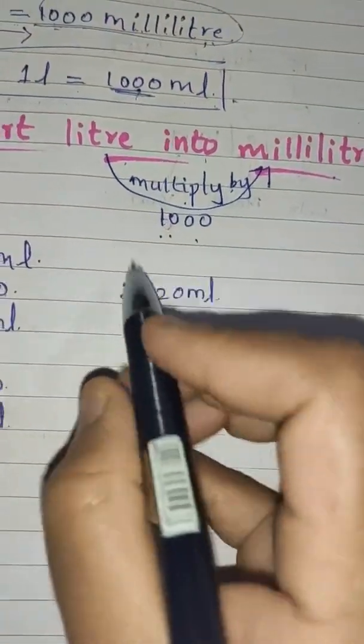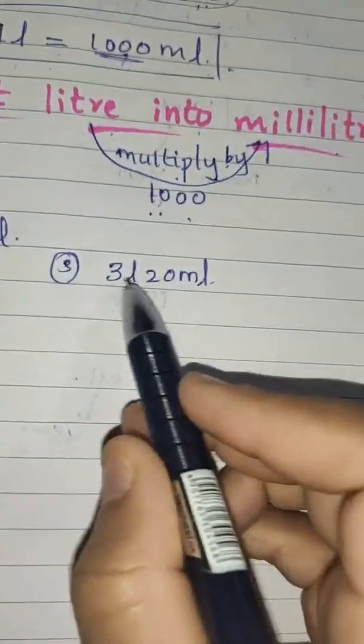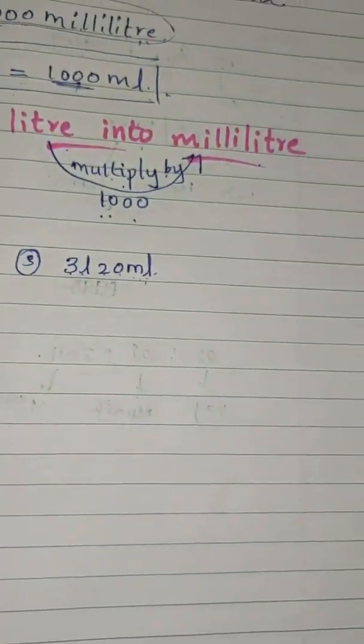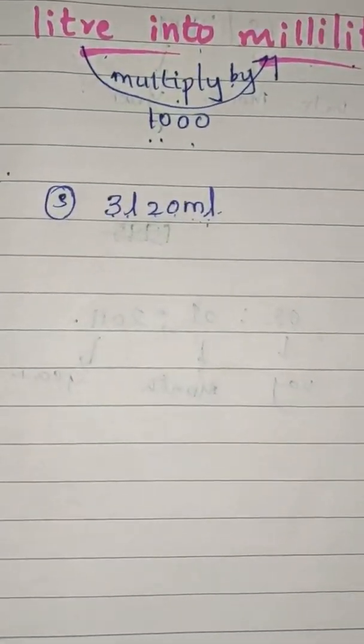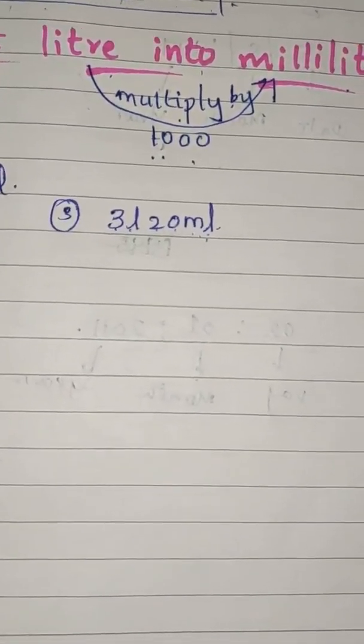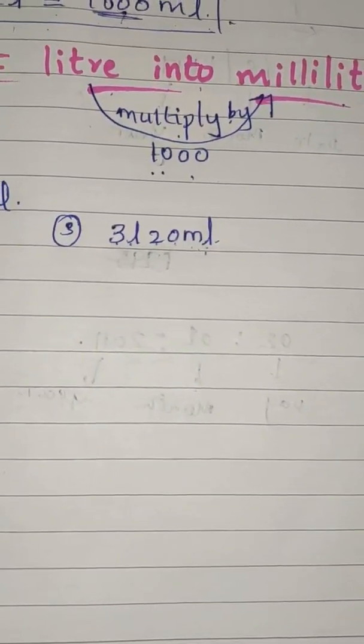Now there is one more example. Can you see this one? 3 liter, 200 milliliter. You have to convert this into milliliter. What are you going to do? You have done this in the case of weight and length. Do you remember? Yes.